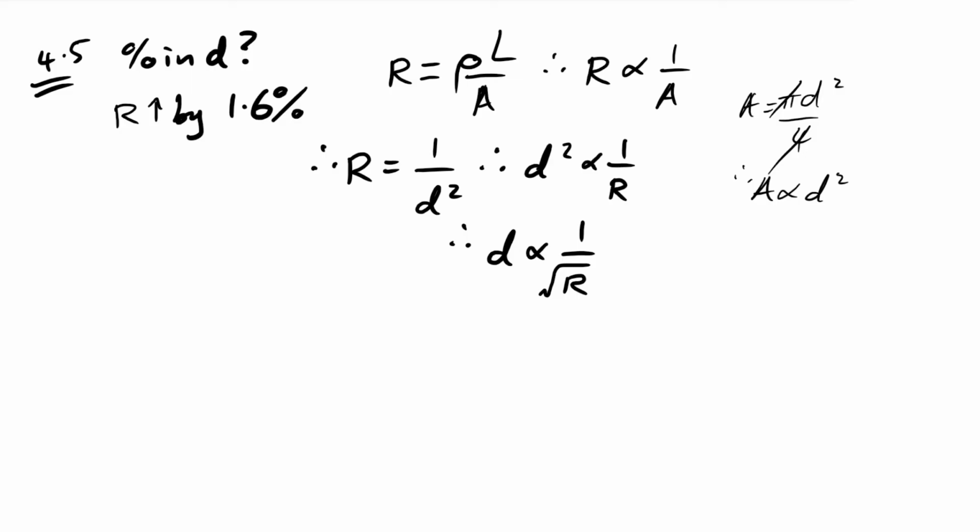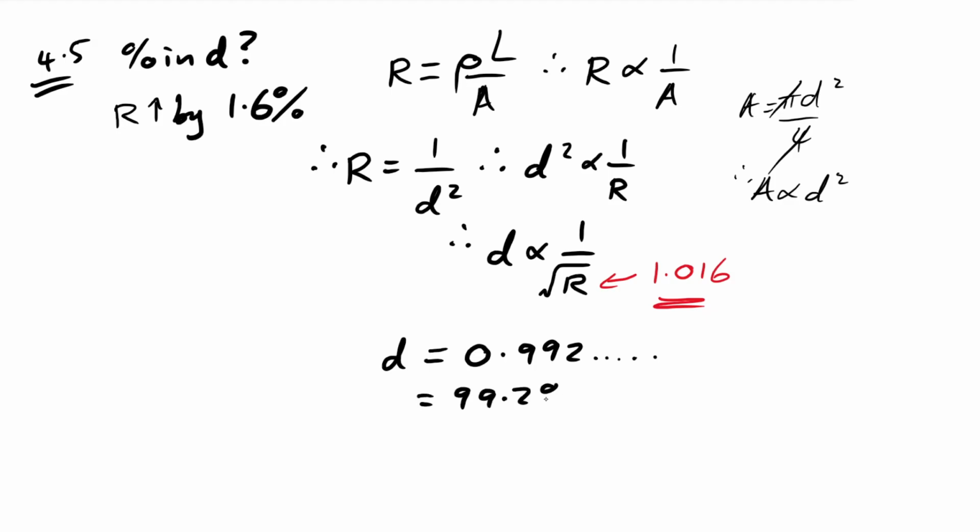We know that R has gone up by 1.6%. So therefore, we can say that this R has gone up to 1.016 times its original value. So then plugging the numbers in, we end up with a value of 0.992, and it goes on from there. So that means that this has gone to 99.2% of its original value, so therefore it's gone down by 0.8%.